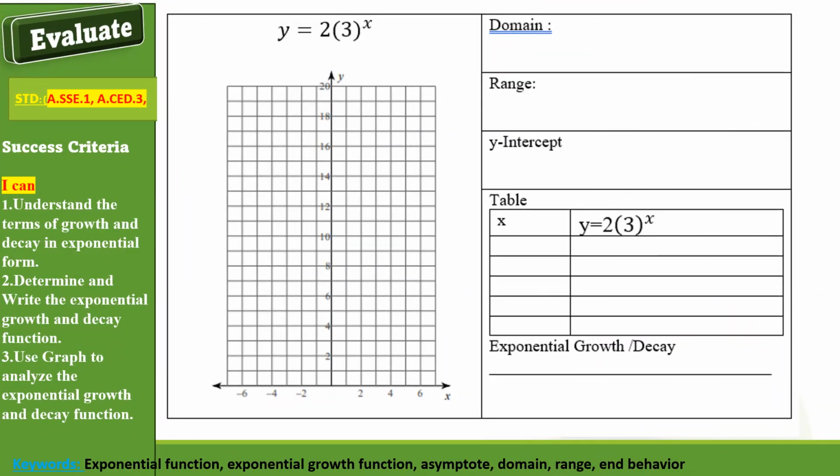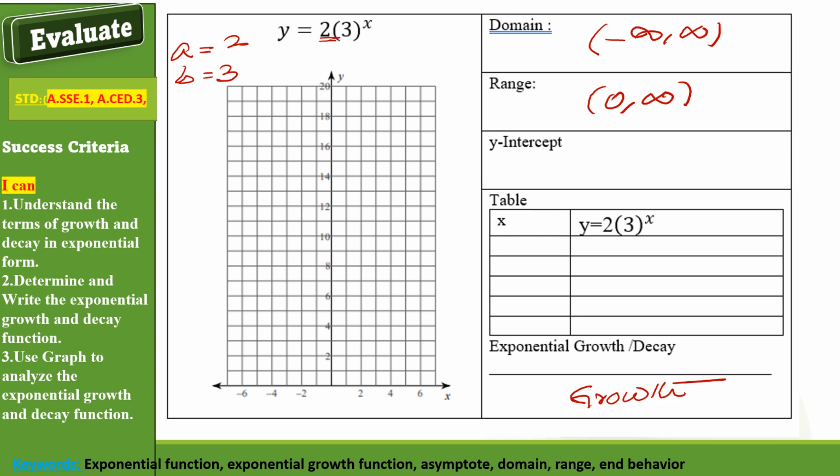Let's make one more graph, 2 times 3 to the power of x. So what is our a? The a value is 2, whereas the b value is 3. Now 3 is greater than 1, so I am writing over here: growth. What is the domain? It's all real numbers, which means negative infinity till positive infinity. Range for every exponential growth function is 0 till infinity. Y-intercept is actually the a value, and the a value in our case is 2.